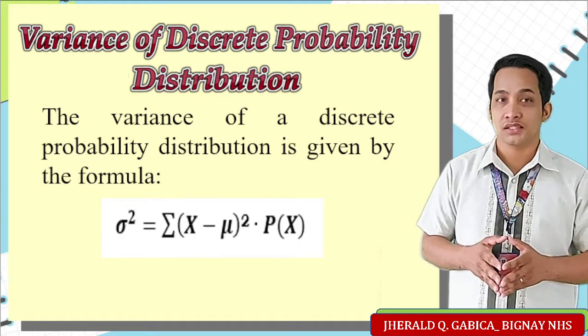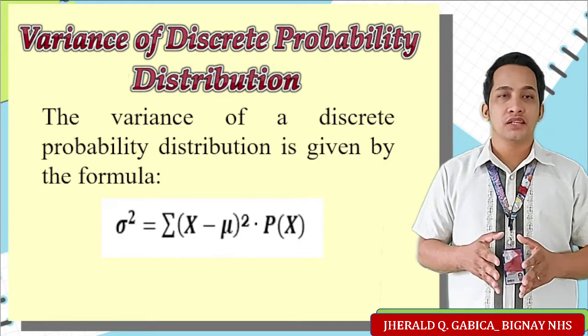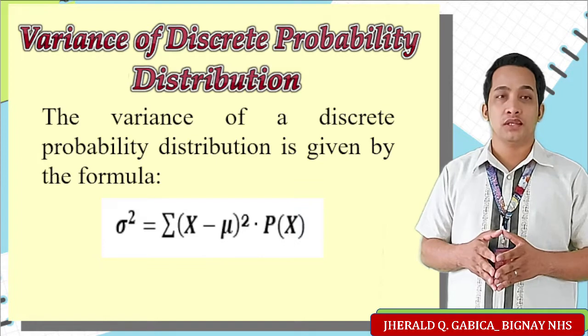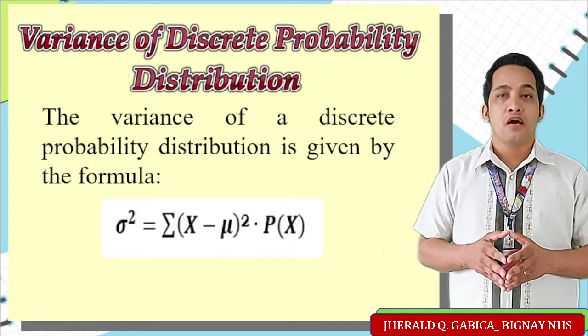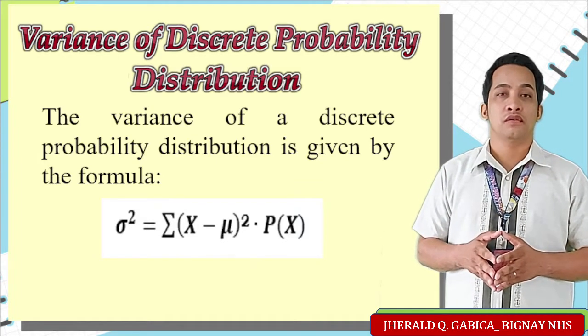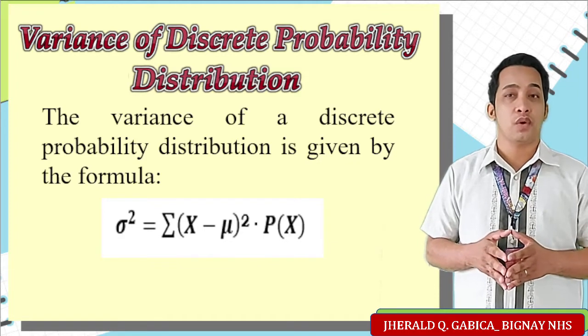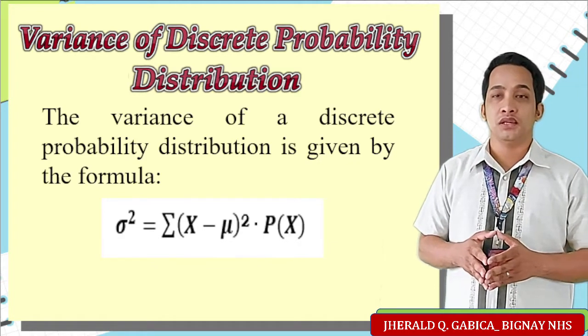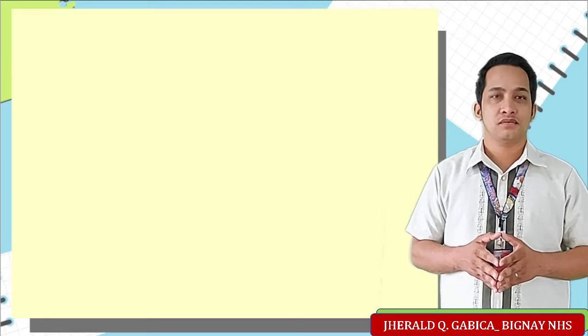And the variance of a discrete probability distribution is given by the formula: variance is equal to the summation of the quantity of x minus the mean, squared, times the probability of the random variable x.